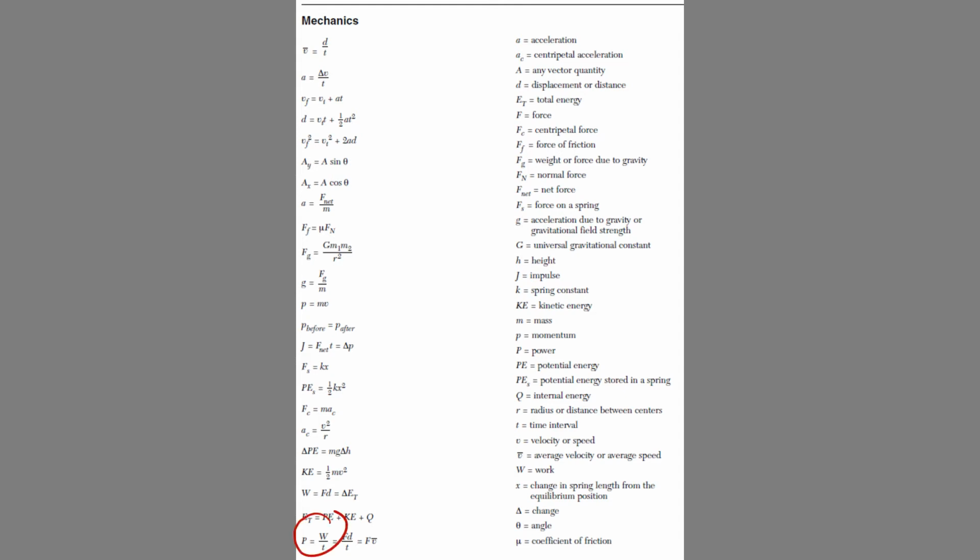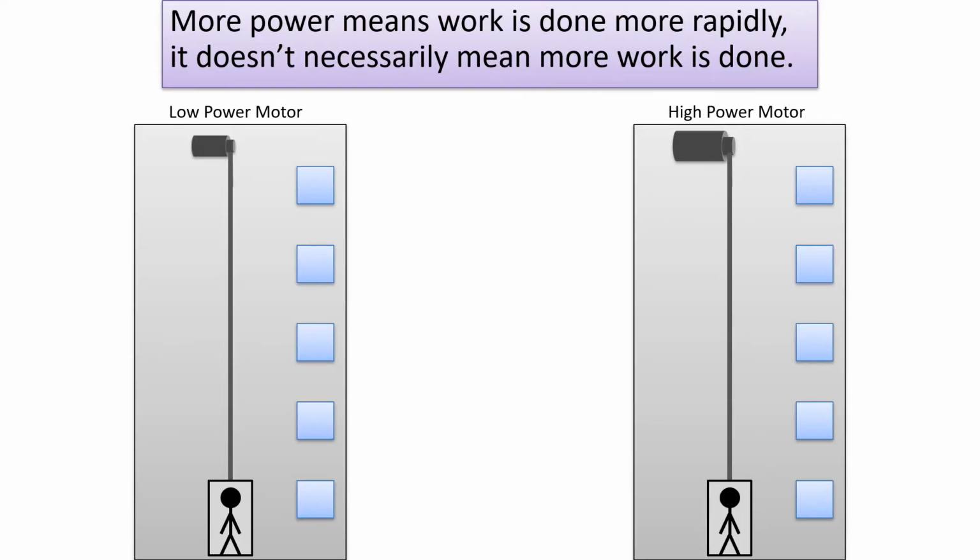Hopefully you're not confused. It's just P is equal to W over T. Okay, so it's important to keep in mind that more power means work is done more rapidly, but it doesn't necessarily mean more work is being done. It depends on what the example is.